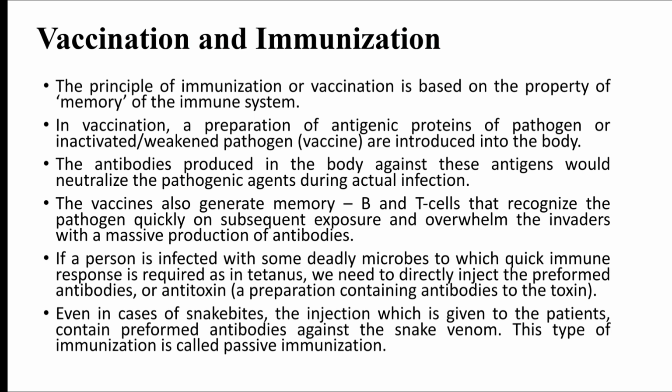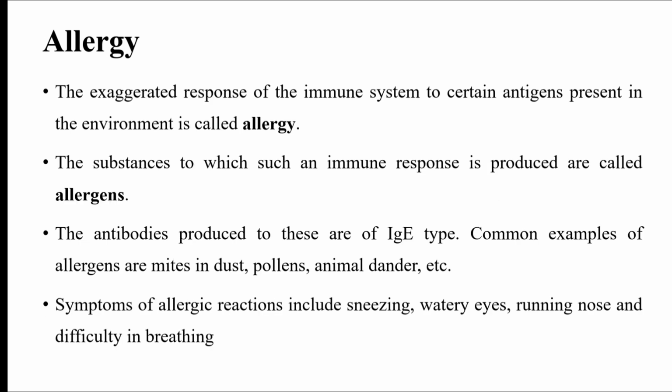If a person is infected with some deadly microbe to which a quick immune response is required, such as tetanus, we need to directly inject the preformed antibodies or antitoxin. What is antitoxin? Antitoxin is a preparation containing antibodies to the toxin. Even in case of snake bite, the injection given to the patient contains preformed antibody against the snake venom. This is a type of immunization called passive immunization.